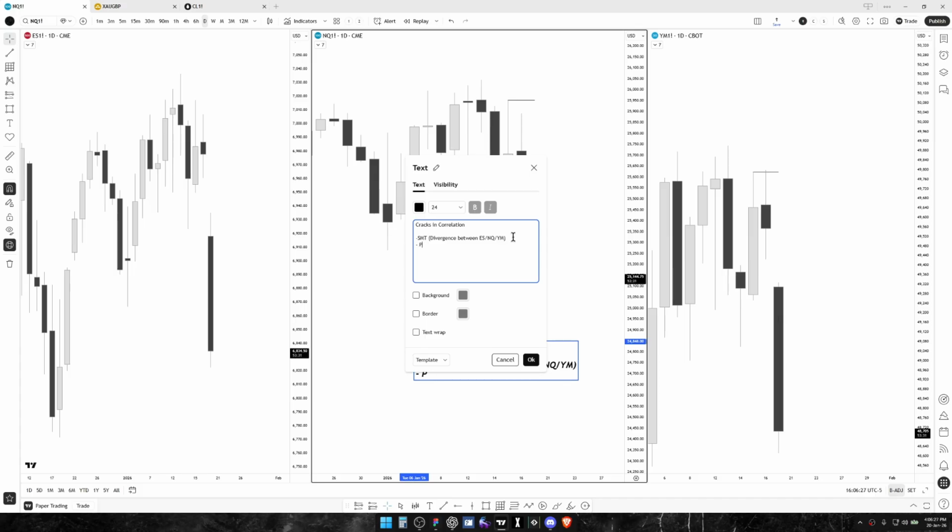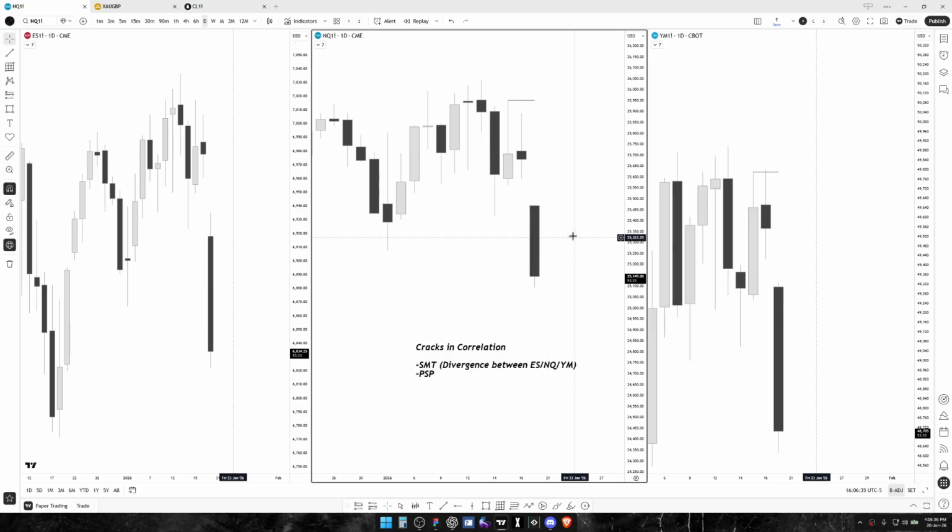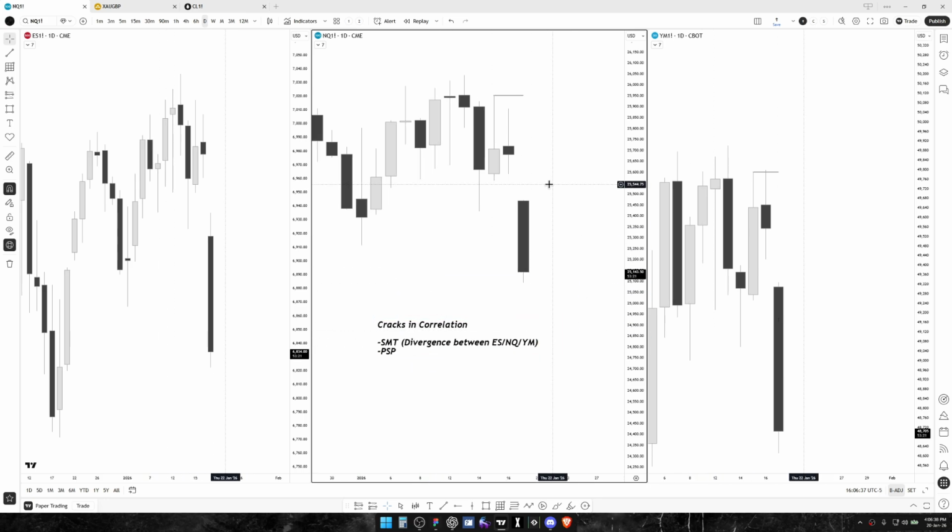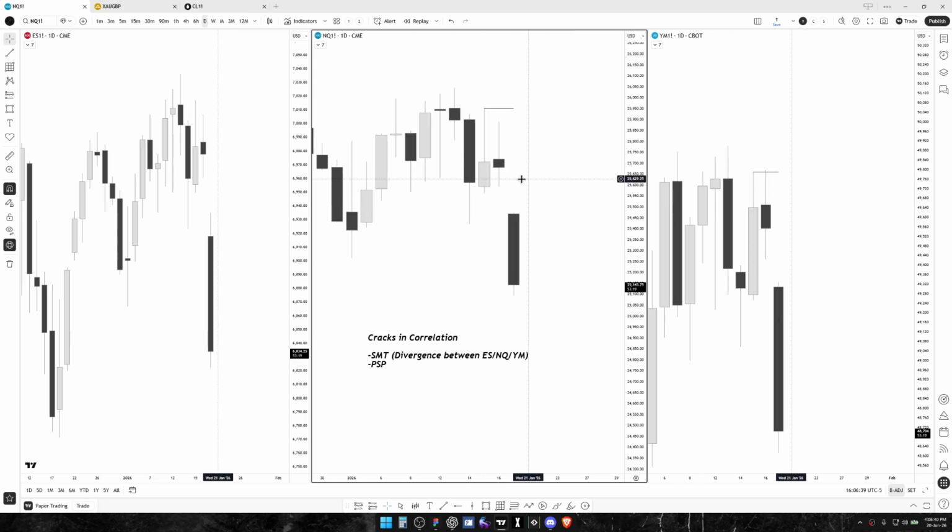which is a precision swing point. This type of cracking correlation is when we have different color candles between each other. It's the same thing as an SMT, but it's a different type of cracking correlation. So if you have an SMT and a PSP together, it's two confirmations. Double confirmation, exactly.